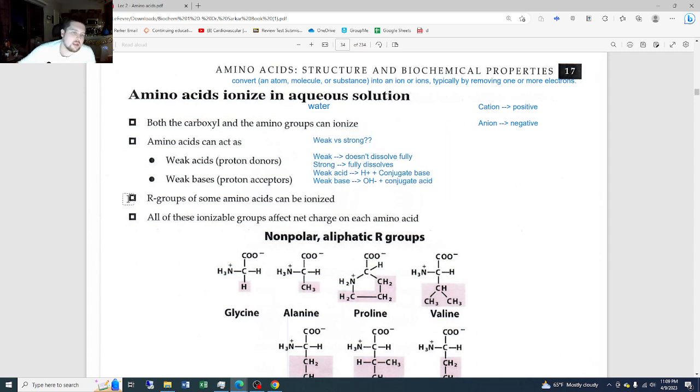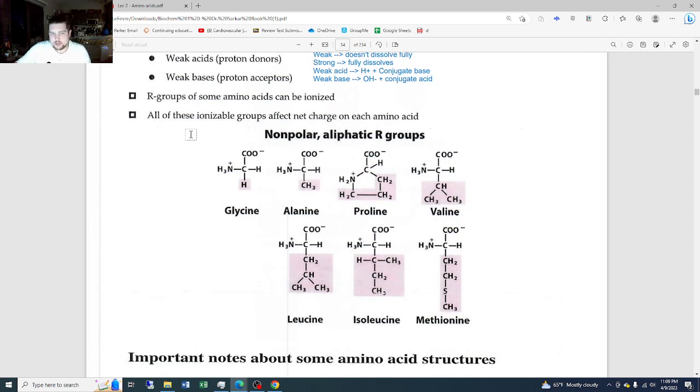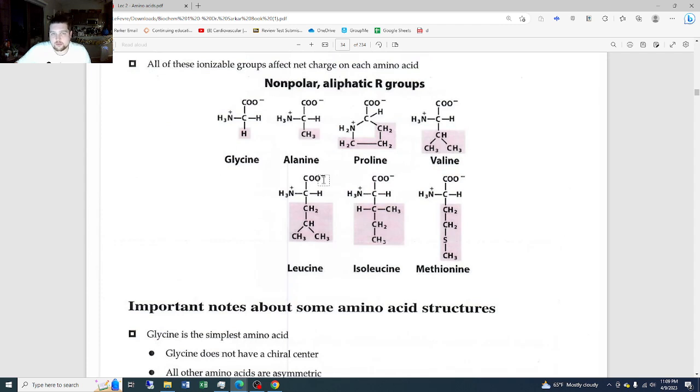Okay. So the R groups of some of the amino acids can be ionized. So we're looking at, it can be a carboxyl or an amino group, or some of the R groups can all be ionized. So all of these ionizable groups affect the net charge on each amino acid. Here we're going to look at some of our amino acids broken up. So our non-polar R groups here. And remember glycine, what was special about glycine? Non-chiral carbon center, because we have the two hydrogens. So hydrogen, that's what makes it non-chiral.